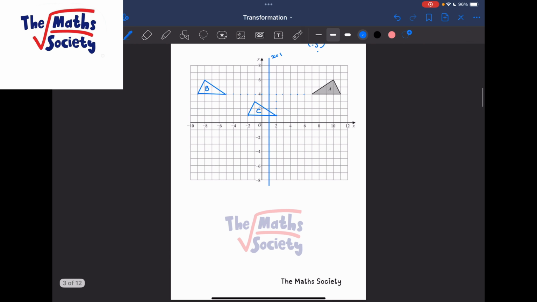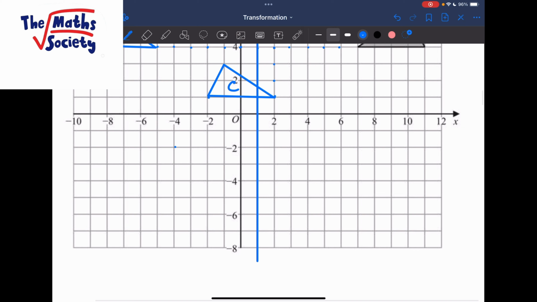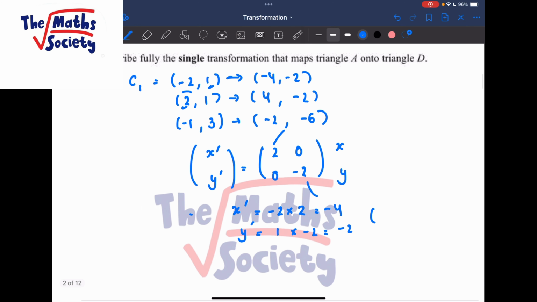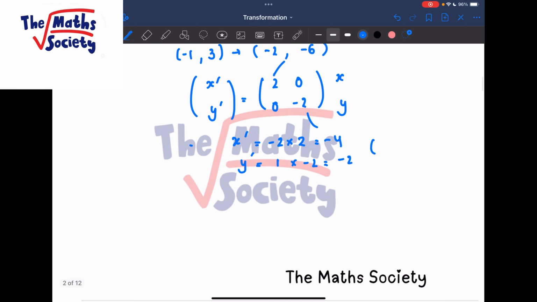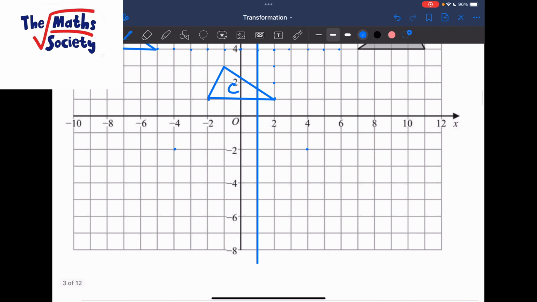So it's -4, -2, so that's right here. And 4, -2. And then you have -2, -6, so that's right here. So you just draw this, and you can see that this is D.